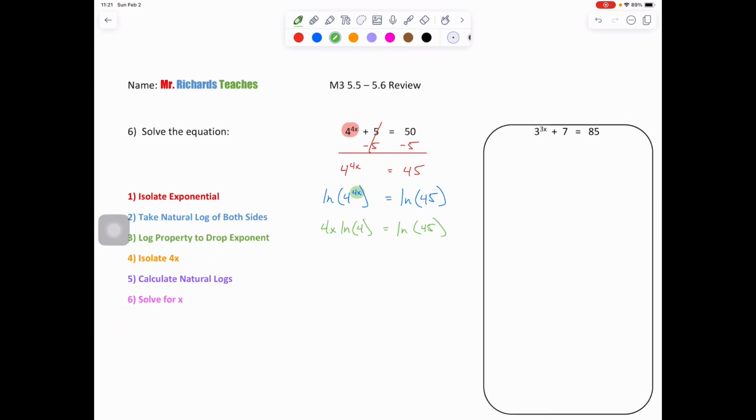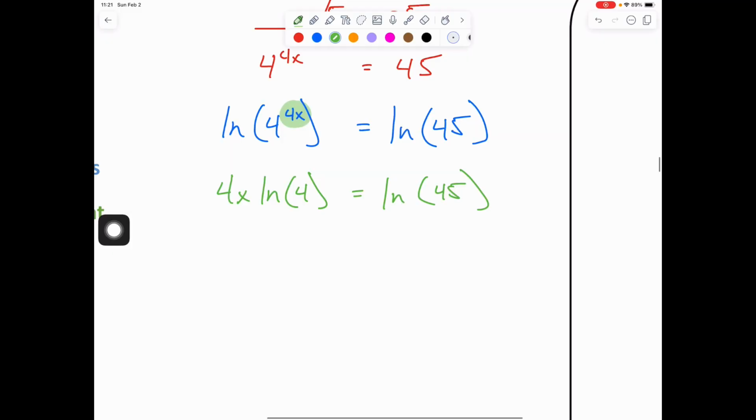What do we need to do next? We need to isolate that 4x. And how do we isolate that 4x? Well, if it's being multiplied, we will simply divide. And what are we dividing by? The remainder of what it's being multiplied to, which is that natural log of 4.